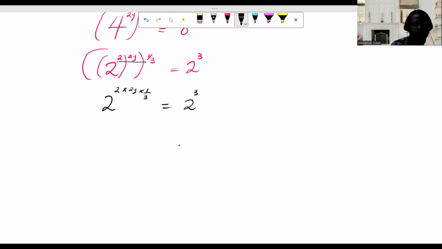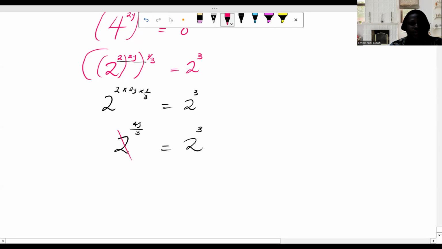So what do we have there? 2 times 2 is 4, so I have 4y/3 equals 2 to the power of 3. Now we can see the bases are the same, so we can cancel the bases. So we're left with 4y/3 equals 3.